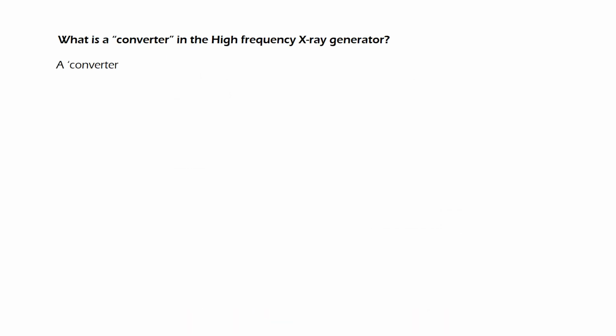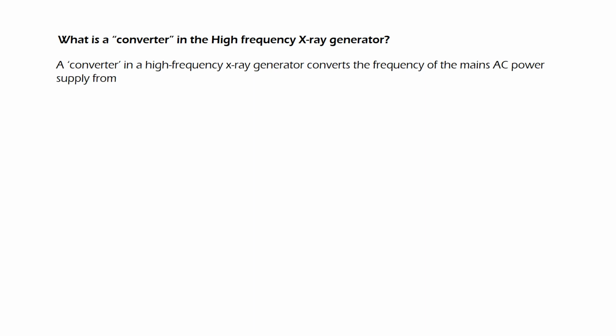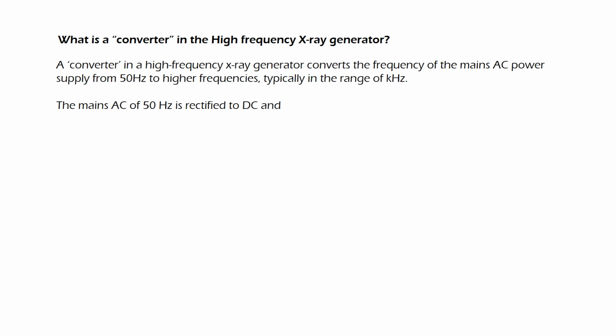A converter in a high-frequency X-ray generator converts the frequency of the mains AC power supply from 50 Hz to higher frequencies, typically in the range of kHz. The mains AC of 50 Hz is rectified to DC and then converted back to AC in the range of kHz.